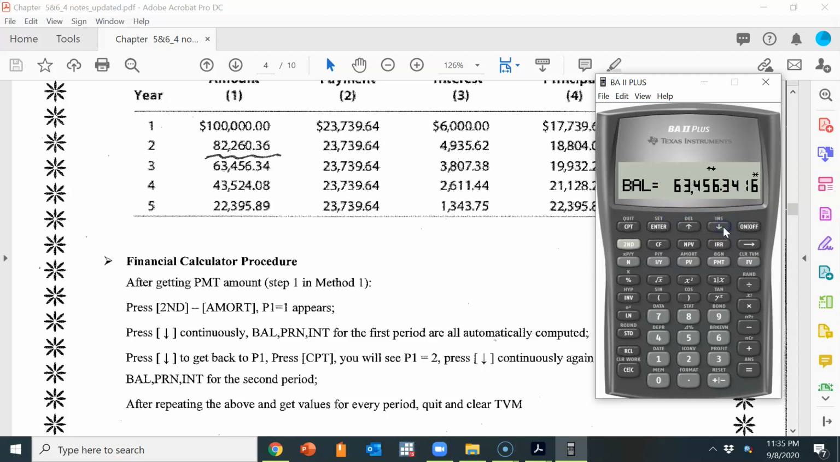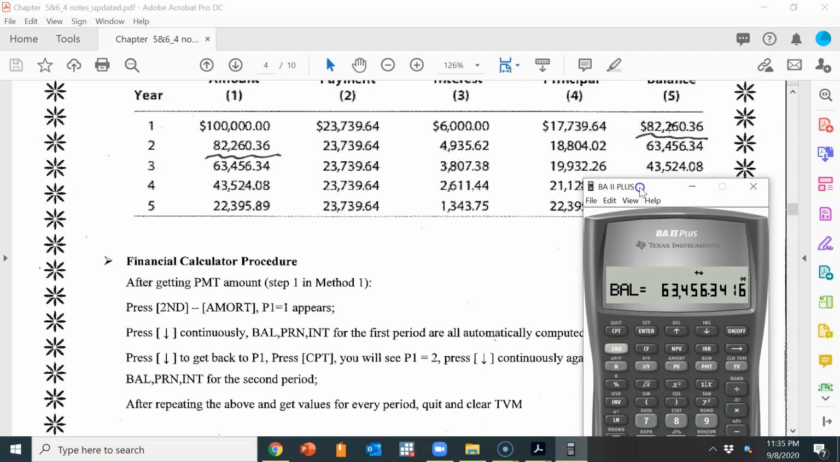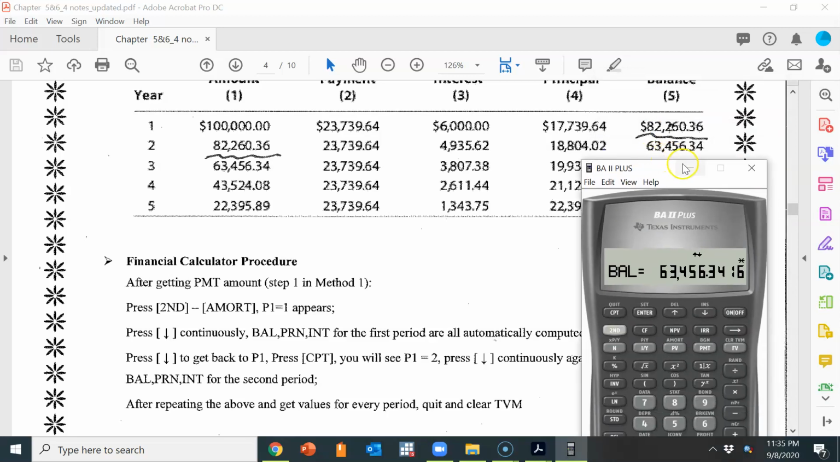I press down button. We can see that the ending balance here becomes 63456. Okay, same as what's in the table. And I press down button again. We see 18804 as the principal payment for the second year, same as what we calculated in the table. Press down button. We see interest payment in the second year, 4935.62. Okay, we can write it down as the interest payment for the second year.